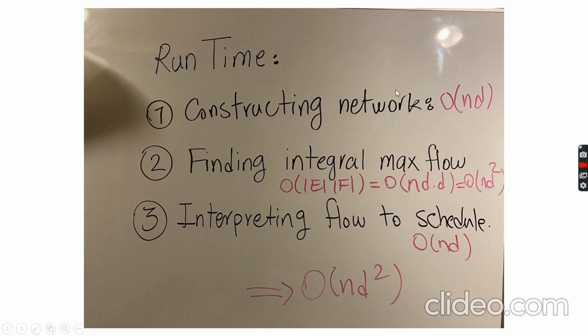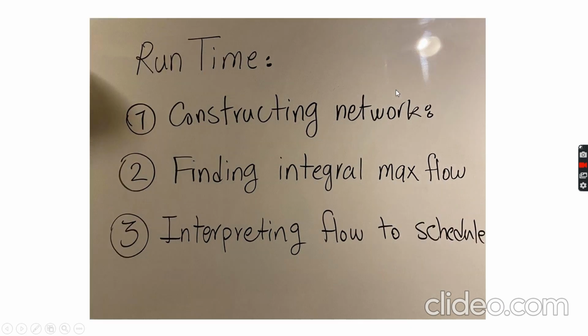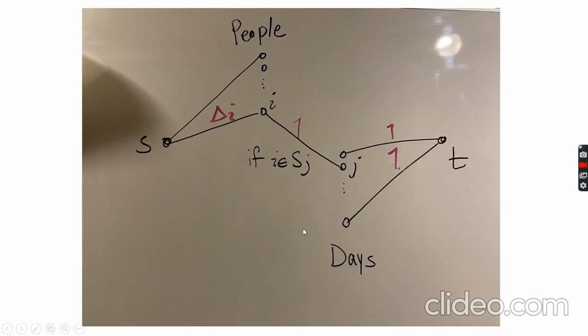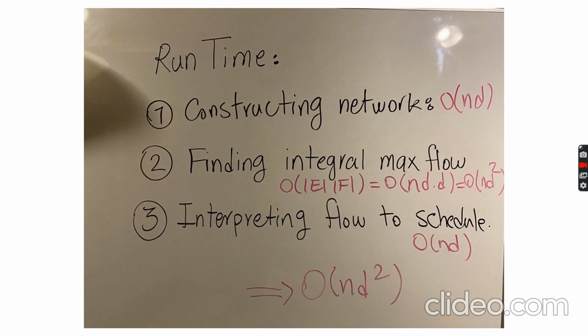First, for constructing the network, if you look at the network here, we have n nodes here and d nodes here, and we have 2 nodes s and t. The number of edges is: we have n edges here, we have d edges here, and we have at most nd edges here, right? So if you sum all of these up and take the O of all of them, you will see that the size of the graph is going to be O of nd. So the time that it will take to build it is also O of nd.